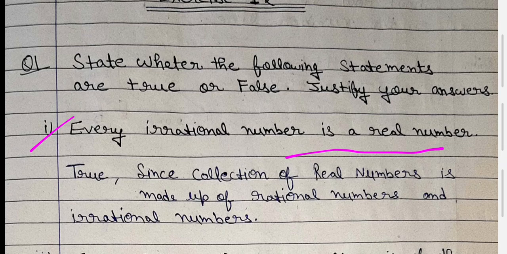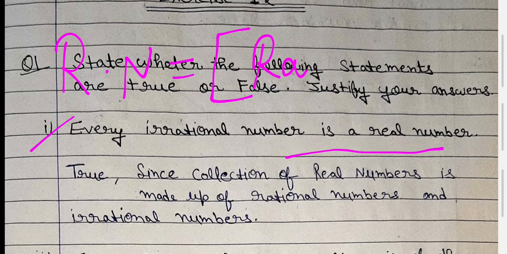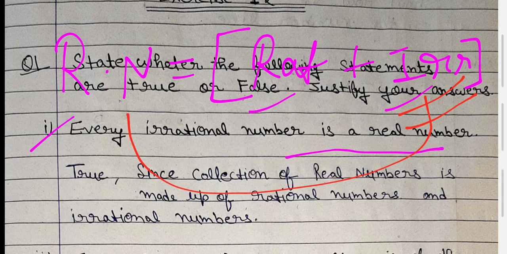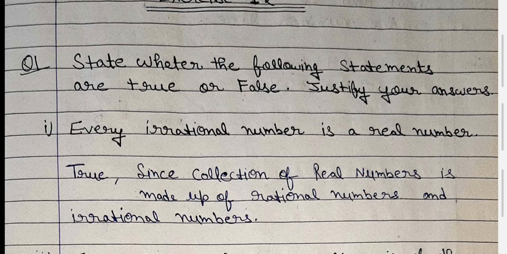Every irrational number is a real number. So, do you know what is a real number? A real number is a collection of both rational numbers and irrational numbers. Now, what does the question say? Every irrational number is a real number. So, the statement is what? True. Every irrational number is a real number. So, your answer is true.